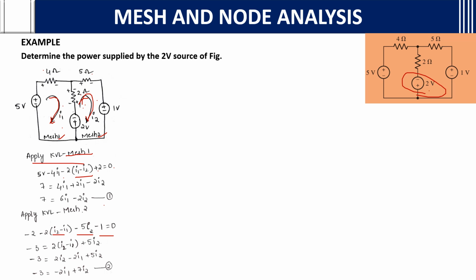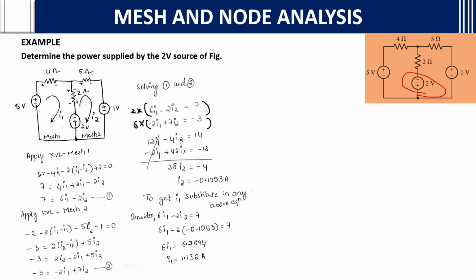After writing these two equations, what will we do? We need to find the current in both meshes, I1 and I2, so that we can find the power supplied. Solving 1 and 2, one of the methods we can do is in this way: 6I1 minus 2I2 equals 7, minus 2I1 plus 7I2 equals minus 3.